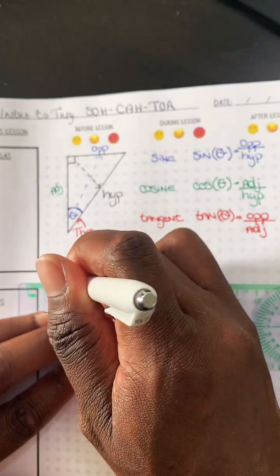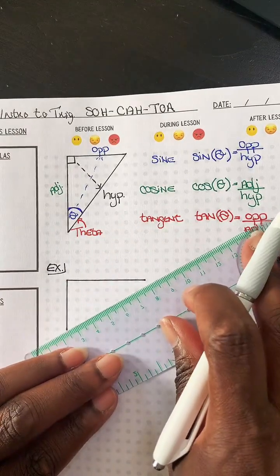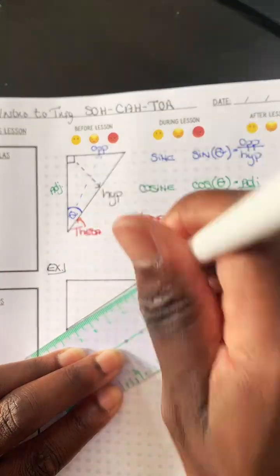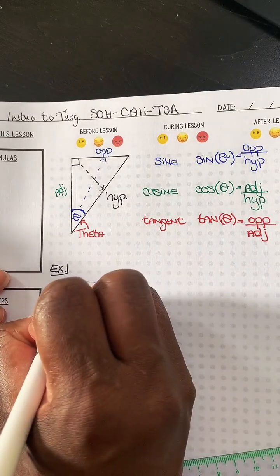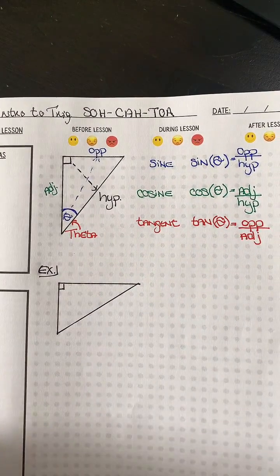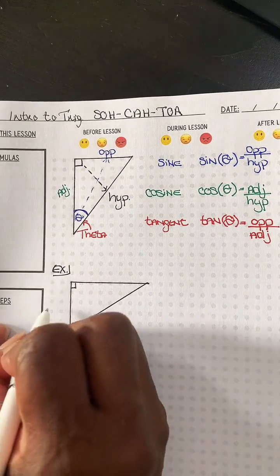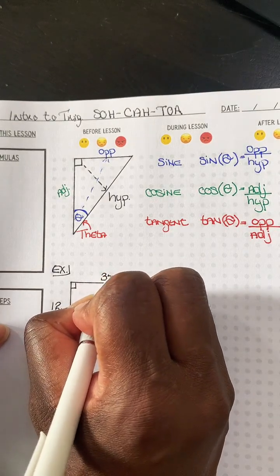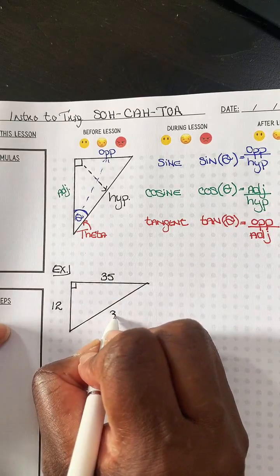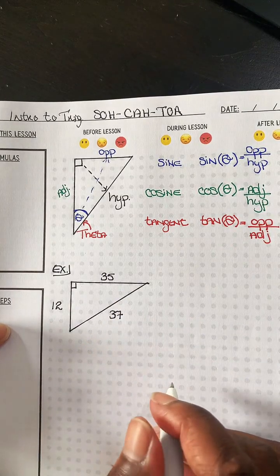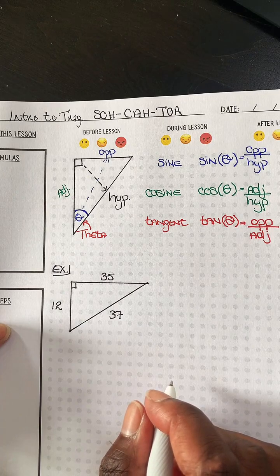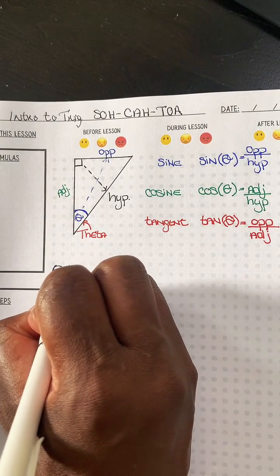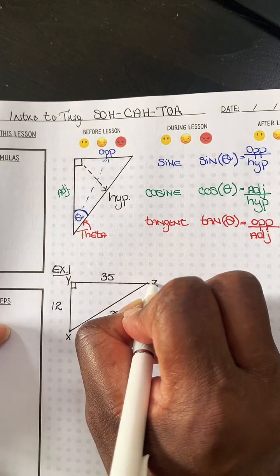And let's go to here. All right, so this will be my 90-degree angle here. Let's say that this is going to be 12. This will be 35. And this will be 37. And let's see, I'm going to label. This will be angle X, this will be angle Y, this will be angle Z.